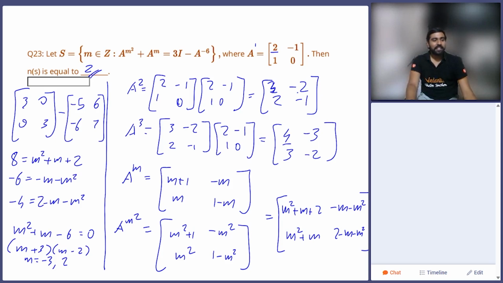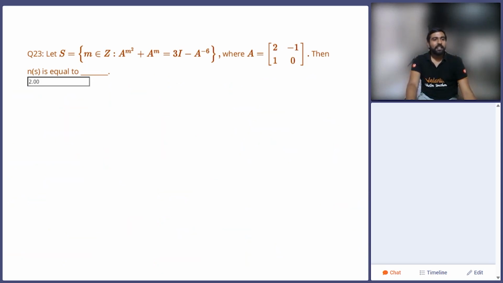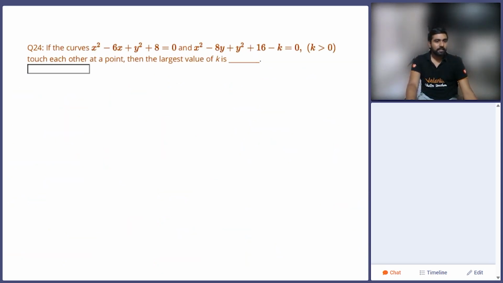Alright, everyone? Okay, it is clear. Let's move on. Let's have a look at the next one. Yes, done. What do we have here? You have two curves, which are basically two circles. They are touching each other at exactly one point. What is the greatest value of k possible?